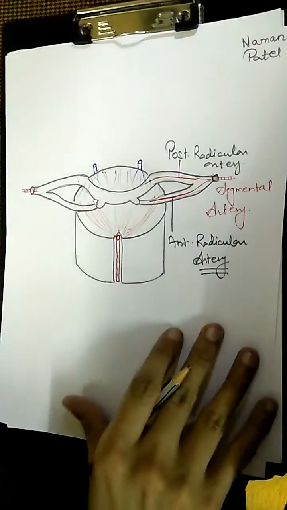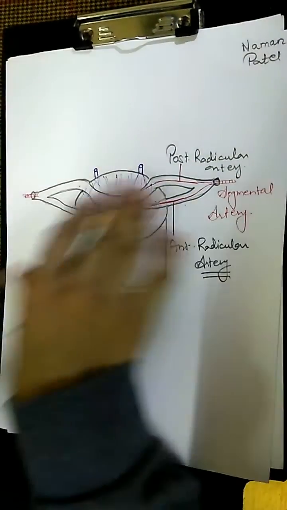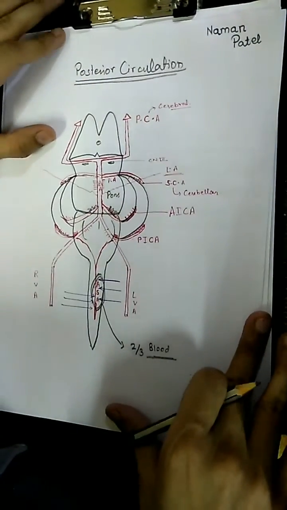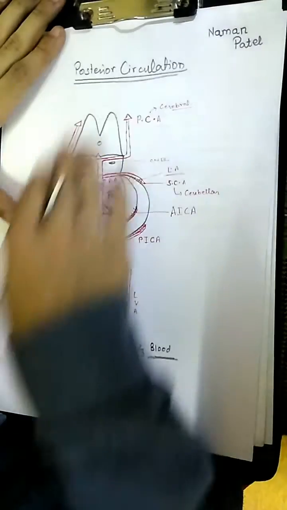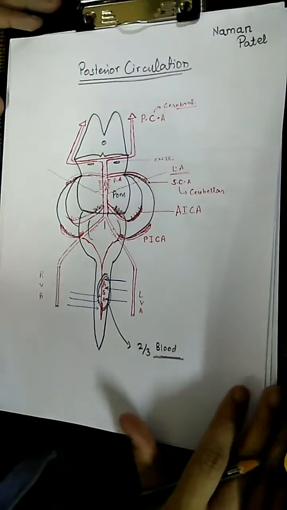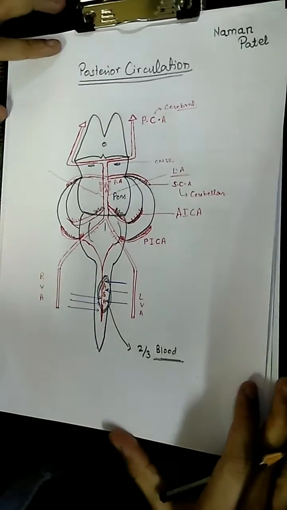And that is all about the spinal cord circulation, and the posterior circulation is completed right now, and in our next video we will discuss the anterior circulation of the CNS.